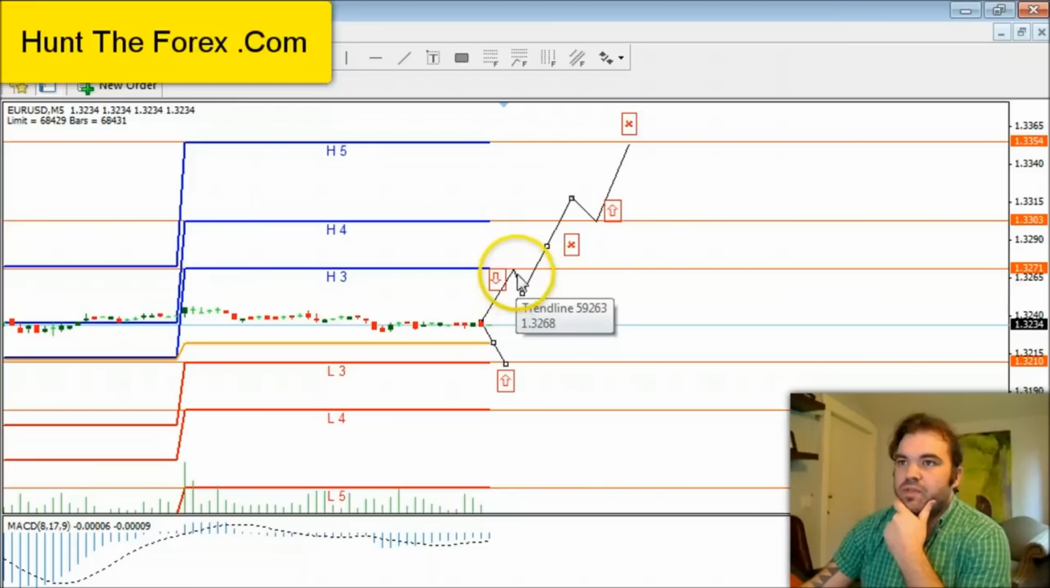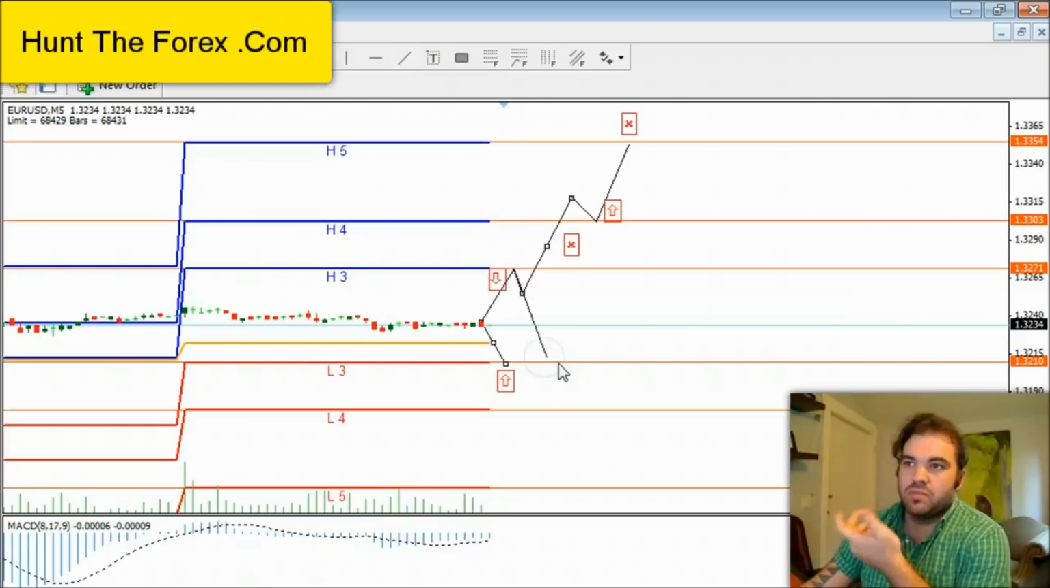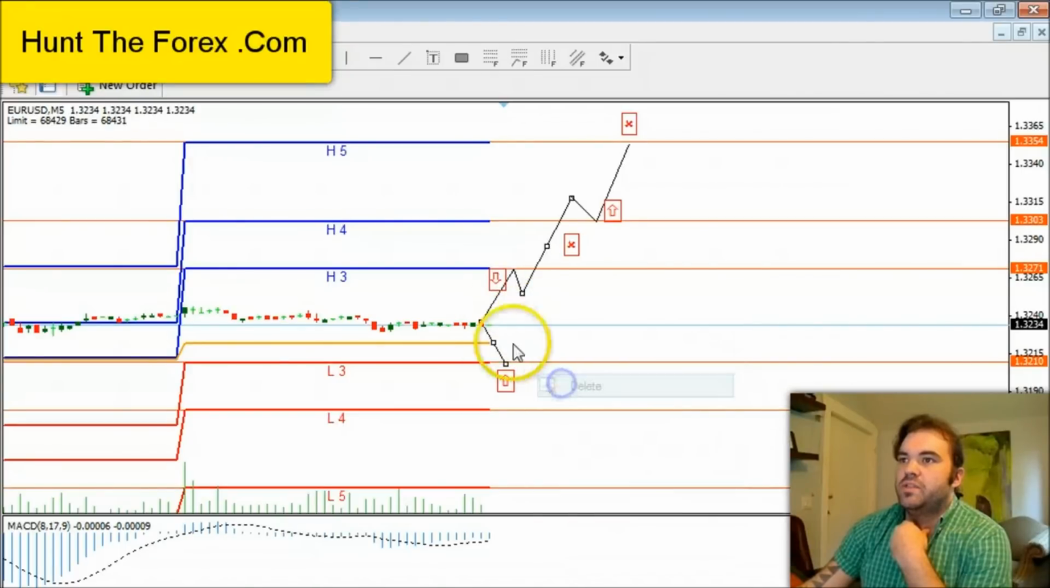You're taking a bounce off the L3 and your target, if this went for you, would be the H3. Of course, because that would be a buy, so you take your profits there. But in this case, what you're looking to do is trade the range, or if it gets above H4, trade the breakout.